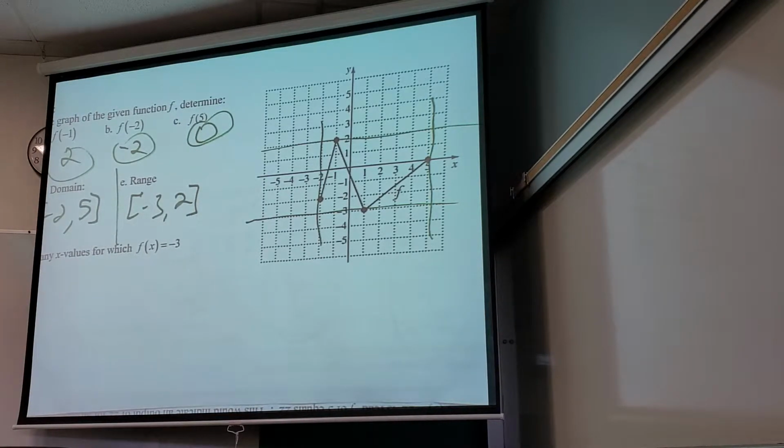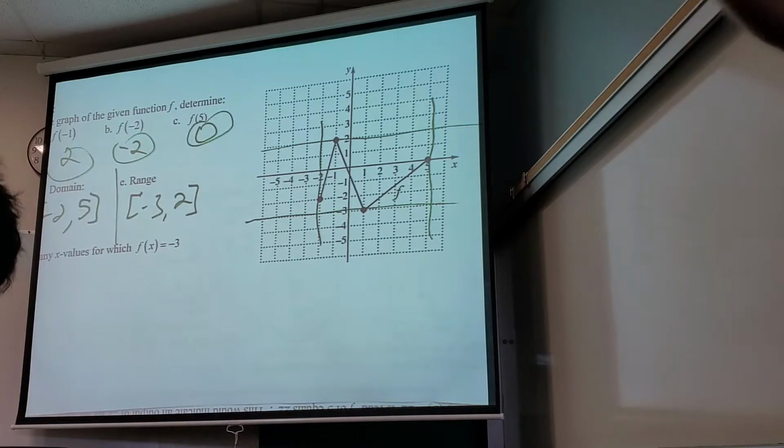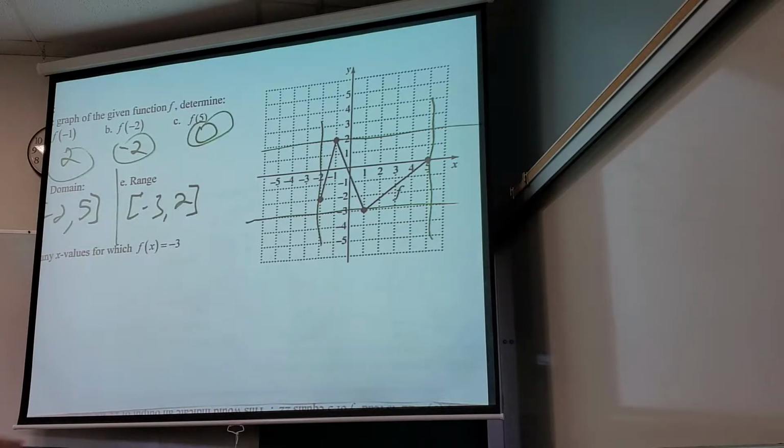Why are the brackets there? Because they're closed circles. If they would have put an open circle on 5 over there, for example, then the domain would have been parenthesis. I'm not going to get into it.